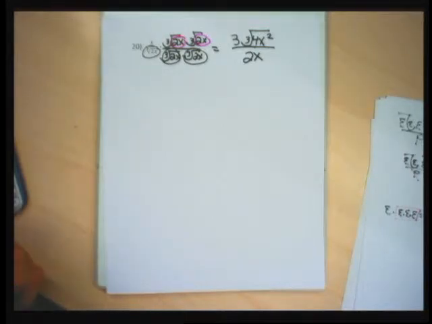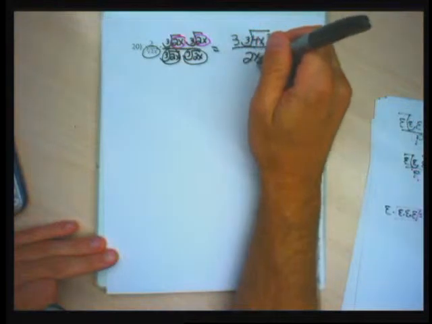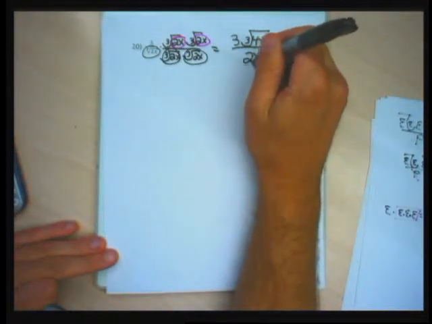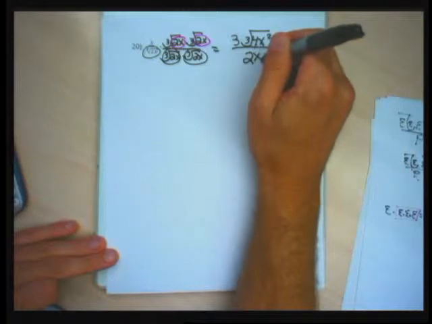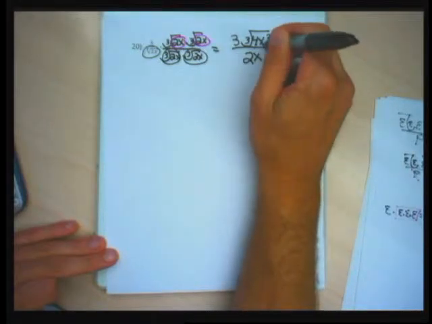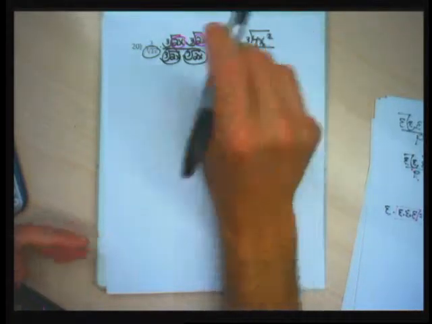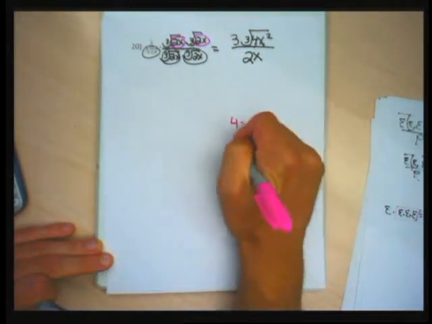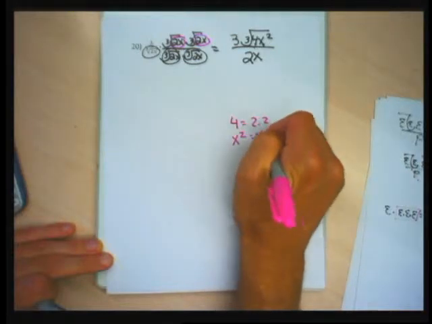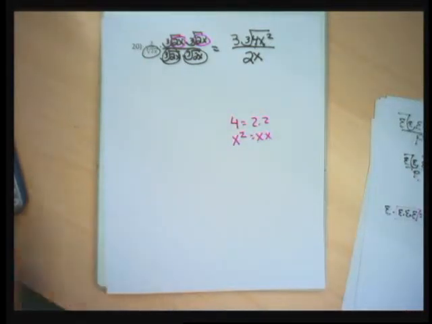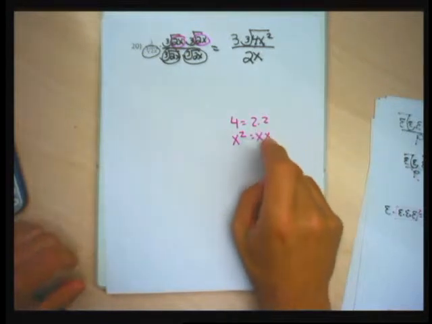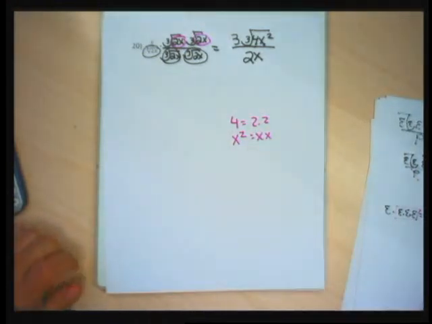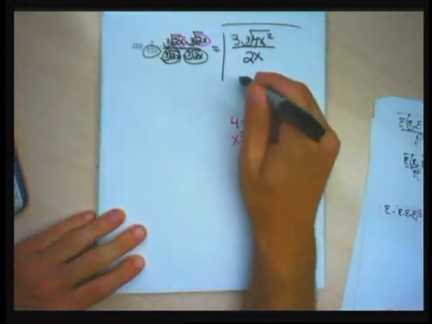I think I'm done. The 3 and the 2 can't cancel. I can't cancel a 2 outside a radical with a 4 under a radical, nor can I cancel an x outside a radical with an x squared under a radical. You can't cancel outside a radical with under a radical. And under the cube root, the prime factoring for the 4 only has a pair of 2's. The prime factoring for the x only has a pair of x's. I don't have any 3's of a kind, so this is going to be the answer.